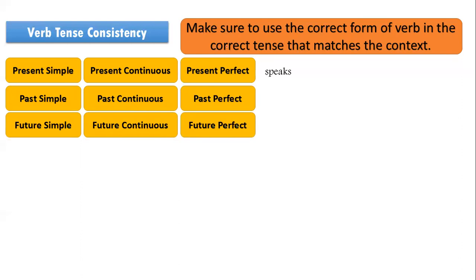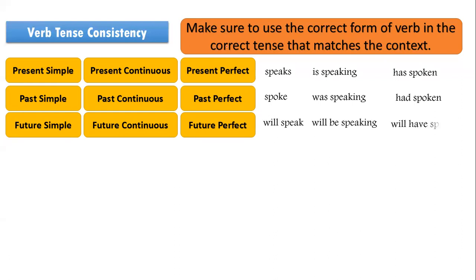Type. We have the verb speaks, is speaking, has spoken. All are correct. Spoke, was speaking, had spoken. All correct. Will speak, will be speaking, will have spoken. All correct. What's the issue here? The issue is when to use what. When do I say speaks or is speaking or has spoken? When do I say had spoken? When do I say has spoken?